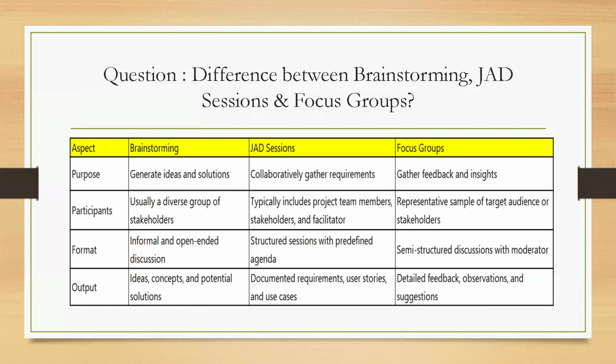Homogeneous means the stakeholders or the audience belong to a similar domain. So if we collect the feedback or requirements from a similar domain, then we can say it is a homogeneous focus group type. And heterogeneous is if we gather the feedback or requirements from stakeholders of different domains, then it is called heterogeneous. Like this, you can add more differences between these three elicitation techniques.